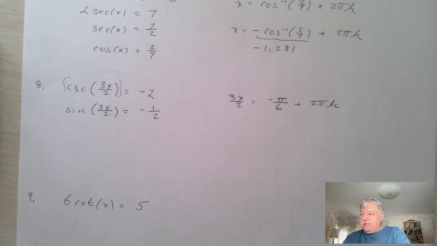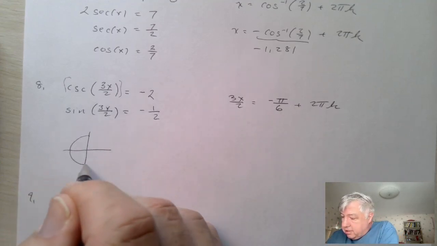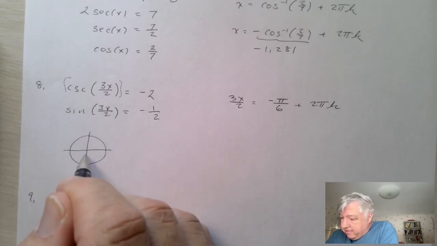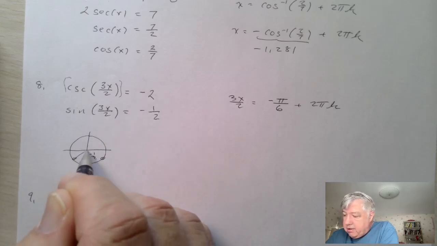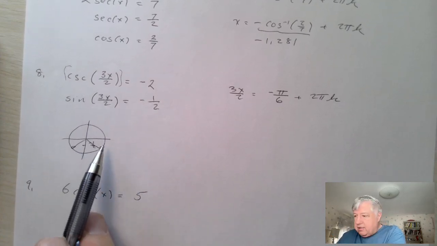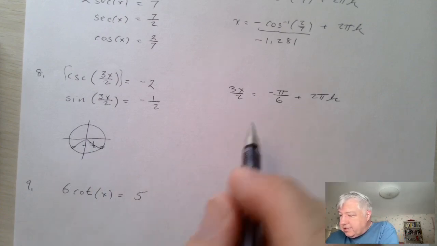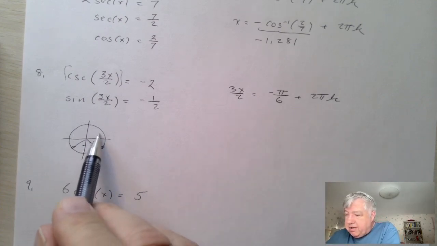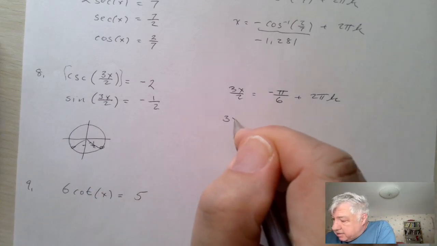Or the other solution, what's the other solution if you're not sure? Here's negative 1/2. We get a point here and a point here. So we have an angle in the fourth quadrant and also the third quadrant. This is negative pi over 6, and then 7 pi over 6 over here. Because from here to here is pi, from here to here is pi over 6. So 3x over 2 equals 7 pi over 6 plus 2 pi k.